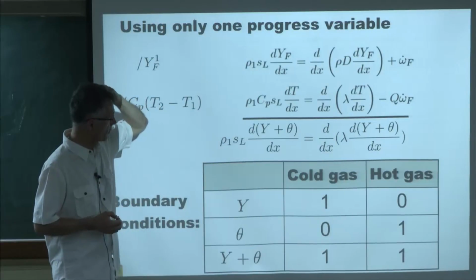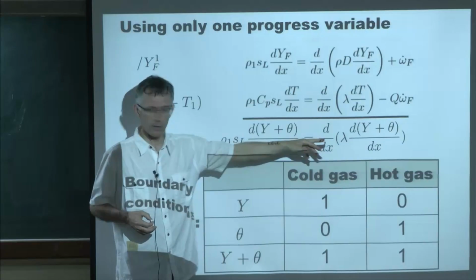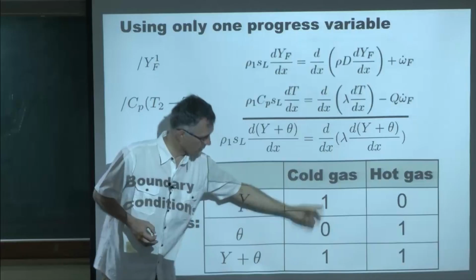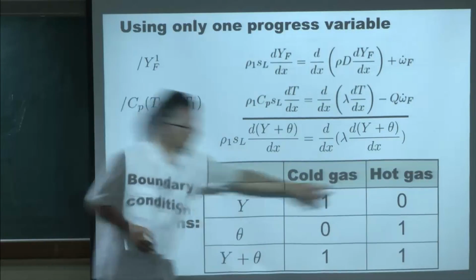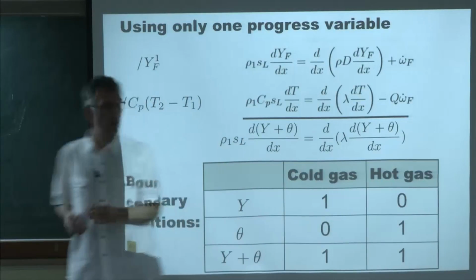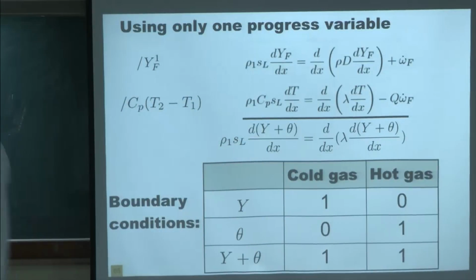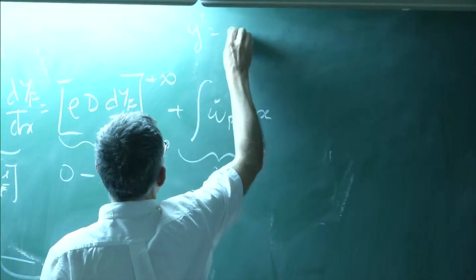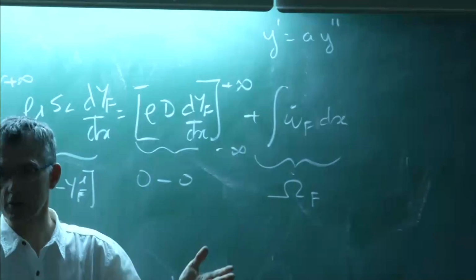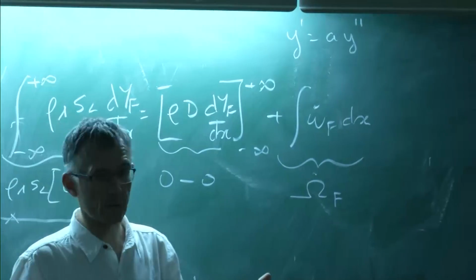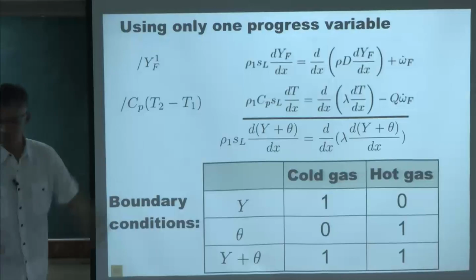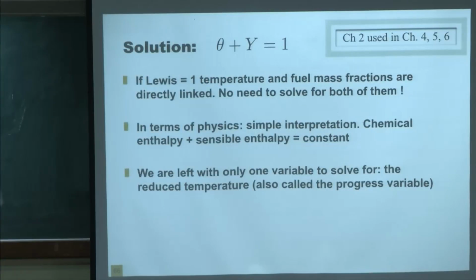Why is it easy? Well, y plus theta has this conservation equation. And what are the boundary conditions for y plus theta? It's 1 here, the sum of these two in the fresh gases. And it's 1 also in the burnt gases. So what is the solution of this equation with these boundary conditions? Well, this equation is of the type y prime equals a y double prime, and we know that the solutions to that are exponentials. What is the exponential which goes from 1 to 1? There's only one: it's 1. The only solution to this problem is y plus theta equal to 1 everywhere.